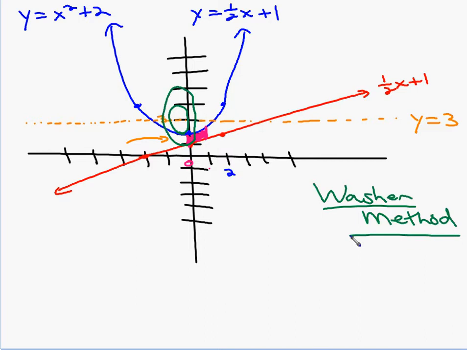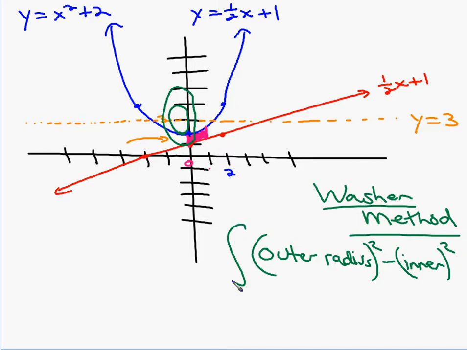And if you remember, the washer method means I have to know the outer radius. Let's just write this down because this is going to give us our framework. It's the outer radius squared minus the inner radius squared. And of course it's the integral of that, and of course it's times pi. That's going to give us our roadmap for doing this problem.